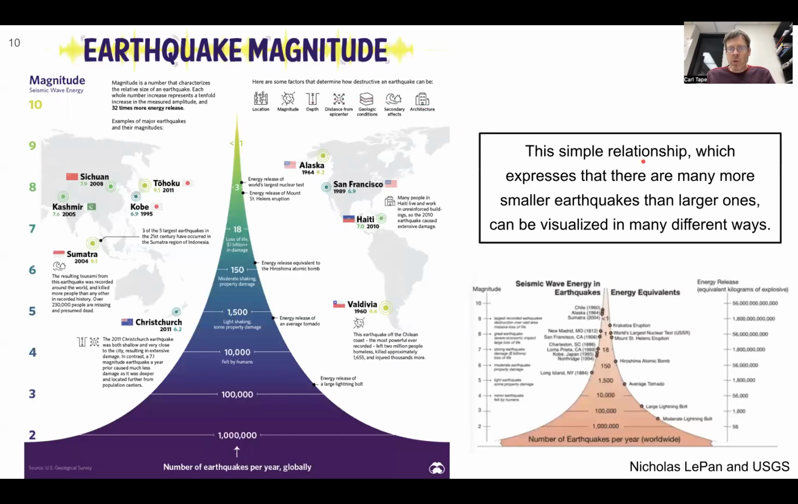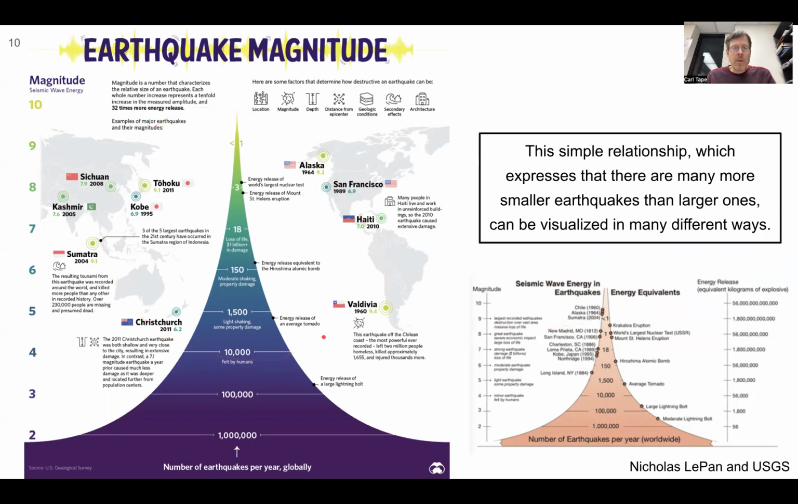So this simple relationship, which expresses that there are many more smaller earthquakes than larger ones, can be visualized in many different ways, and one of which is shown here. So from this USGS chart shown here at the right, there's magnitude going up on the y-axis. There's the energy release, equivalent kilograms of explosive shown for each of those magnitudes. And this curve here is showing the number of events, number of earthquakes per year, 1 million magnitude 2s, 100,000 magnitude 3s. And the main point is that there are fewer earthquakes of the largest magnitude per year.